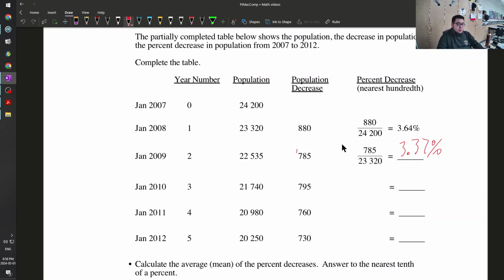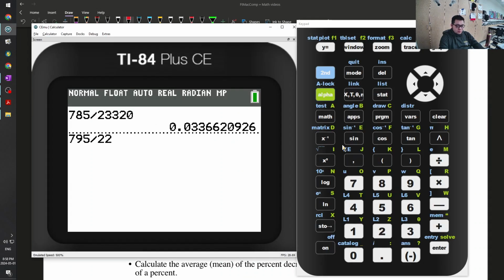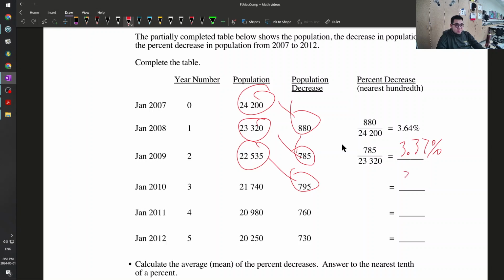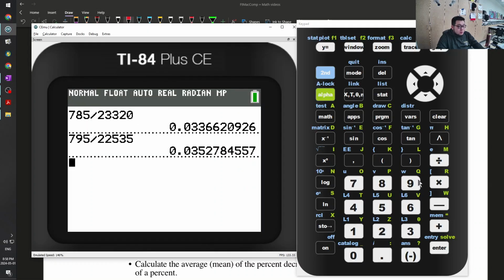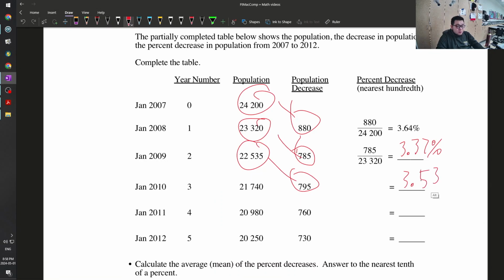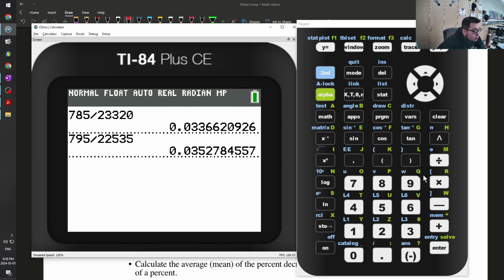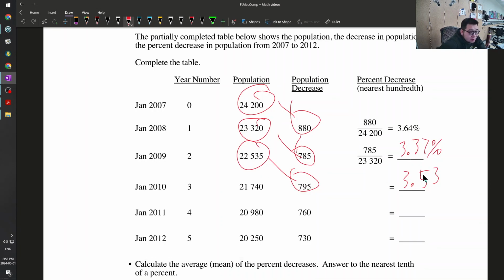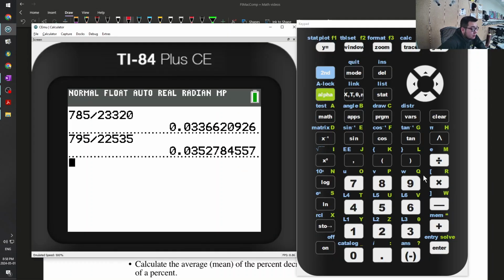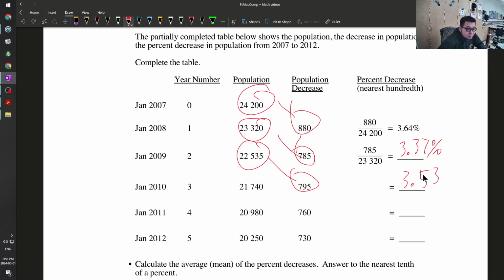Okay, so next one, we divide this by this. Now we divide this by this. 795 divided by 22535. 3.53%. Okay.